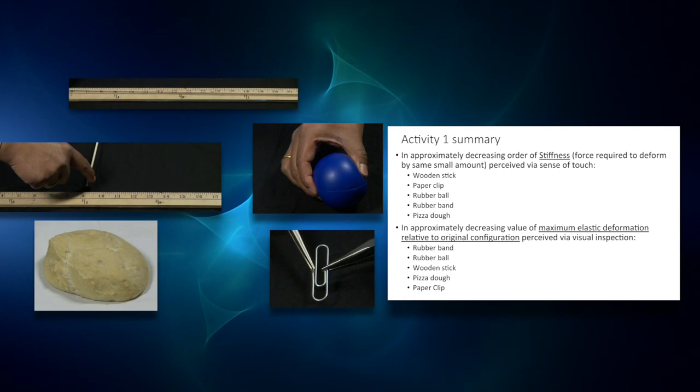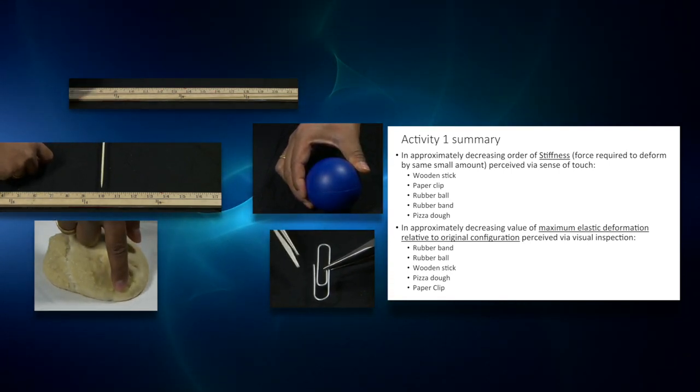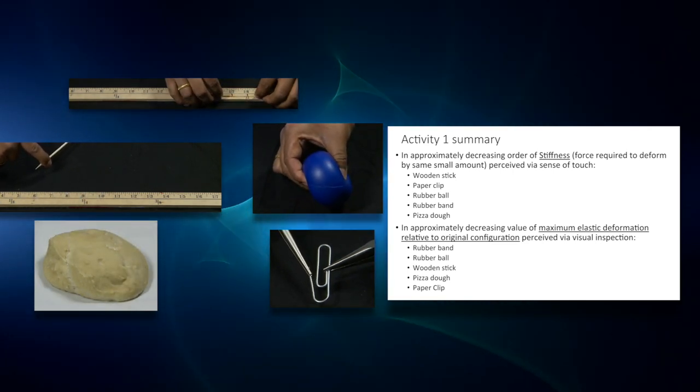Here I have suggested some materials with varying degrees of stiffness as well as extent of maximum elastic deformation. Please feel free to substitute them with analogous materials. The activity 2 is the first of the two more detail-oriented activities. Here is a demonstration of activity 2.